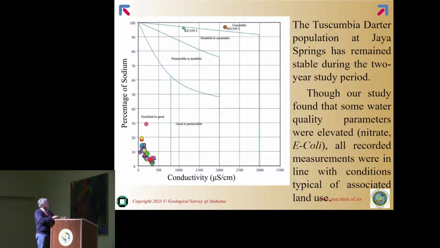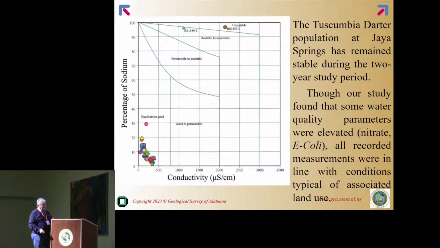Here is one graph. It's a Wilcox graph, irrigation criteria. On the graph, we have conductivity versus percentage of sodium. And you can see, based on this data, the site is pretty much clean, except our well, which is unsuitable.